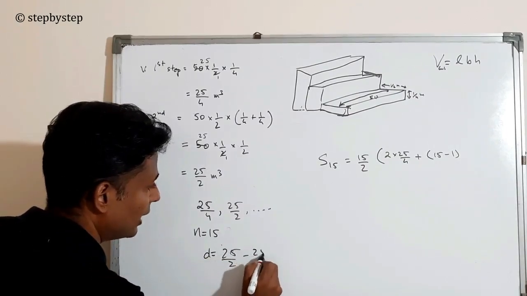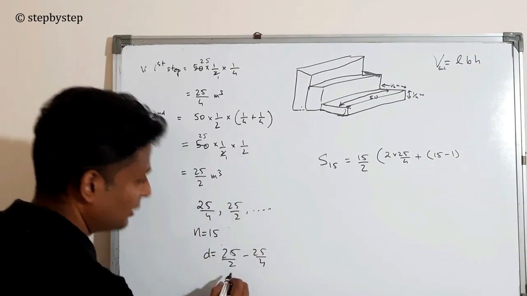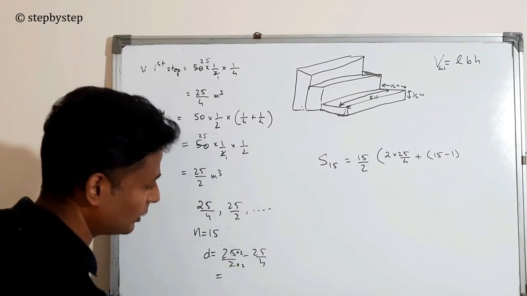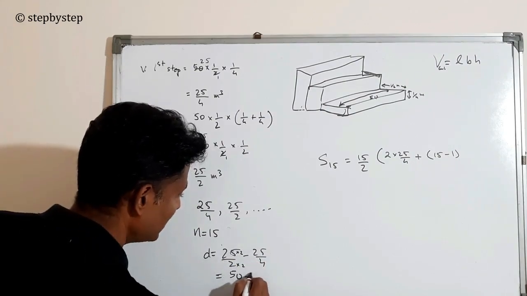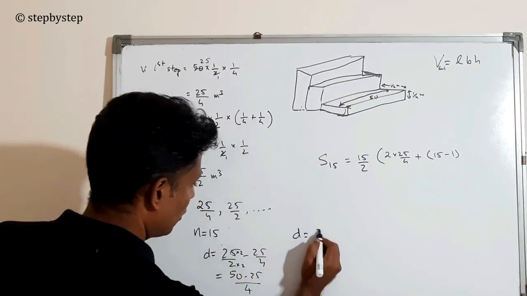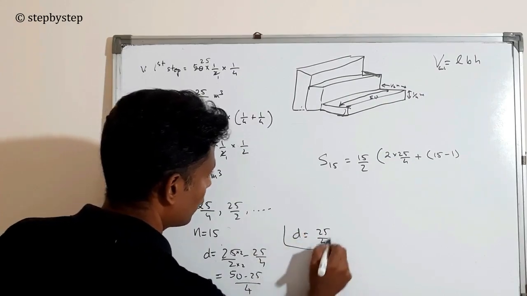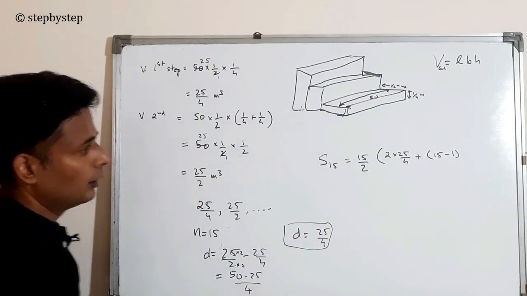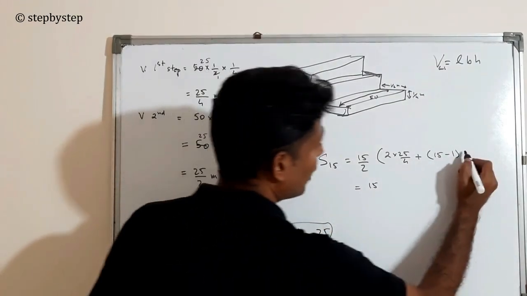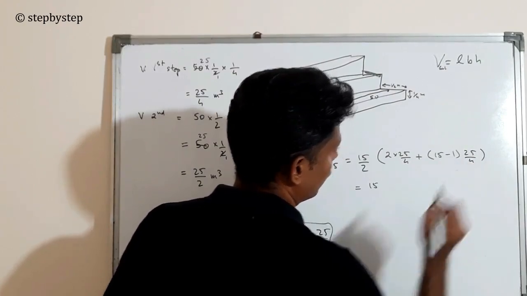Okay, now we need to find D. D will be equal to 25/2 minus 25/4, second term minus first term. So into 2 into 2, so I get 50 minus 25, 50 minus 25/4. So D is equal to 25/4 from here. So now I'll substitute 15, okay, D is 25/4, so 25/4.